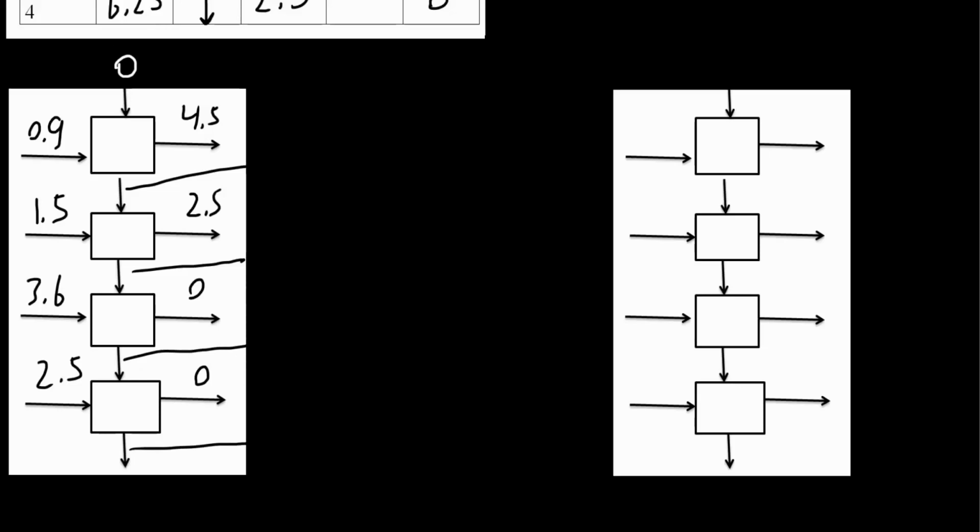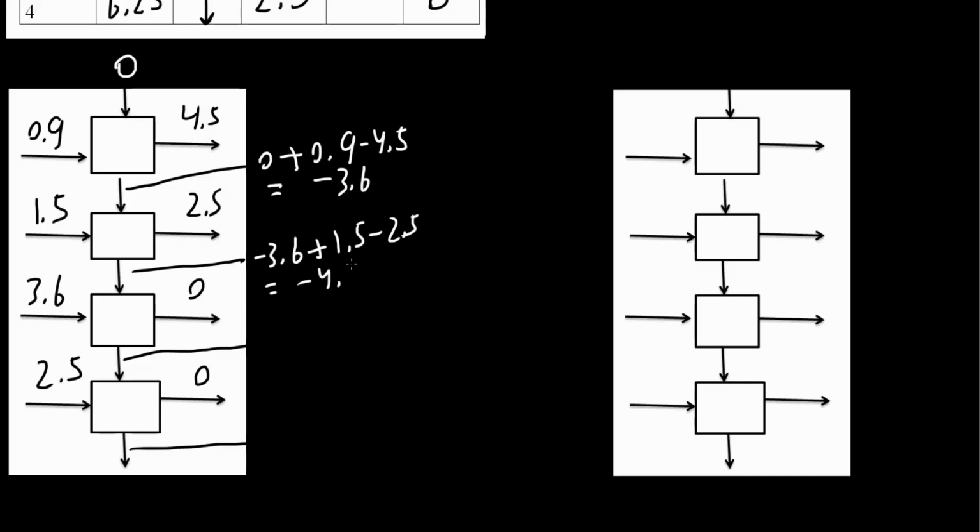It's pretty simple. You say 0, 0 plus 0.9, 0.9 minus 4.5, and this will equal negative 3.6. Negative 3.6 corresponds to this arrow right here. Next, you continue with the negative 3.6: negative 3.6 plus 1.5 minus 2.5, and this right here will equal negative 4.6.